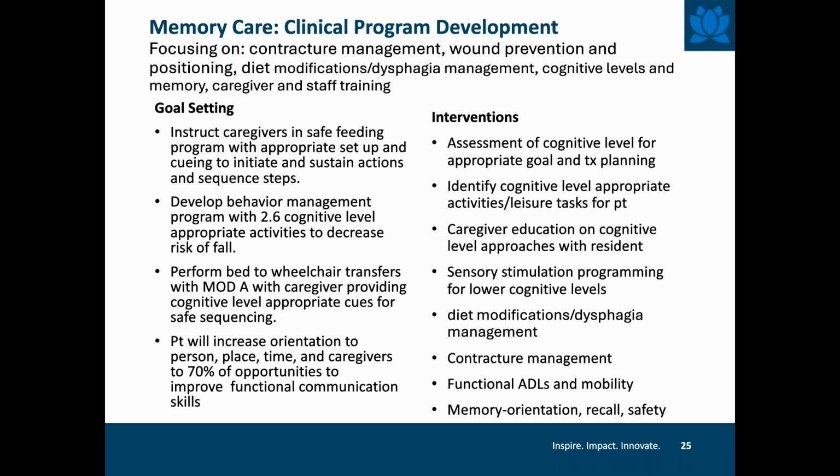Diet modifications and dysphagia management in long-term care and memory care is especially important because there's a significant number of patients with dementia, Alzheimer's, and other progressive diseases, which often require diet modification due to the progression of the disease. Again, here, contracture and wound management is important, ensuring weight shifting, positioning changes, and proper positioning, whether that be in the bed or in the wheelchair. Stretching and range of motion programs, and considering if splinting or modality use is appropriate. Functional ADLs and mobility is also important here to promote the highest level functioning possible and prevent decline. And then, of course, continuing to work on memory, orientation, recall, and safety. When considering program development, ideas for memory care could include wound care, contracture management, dysphagia management, and dementia management.